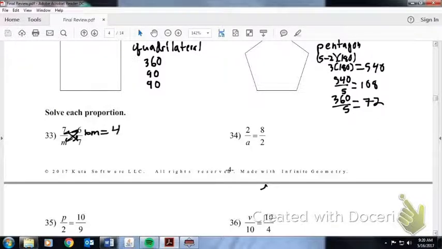Moving on, each proportion, pretty straightforward, cross multiply. We get 6m equals 49. Divide by 6. We get m equals 49 over 6. And then we move on to the next problem. So we get 8a when we cross multiply equals 4. A equals 1/2.